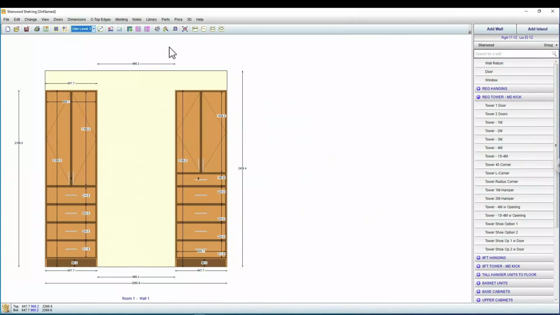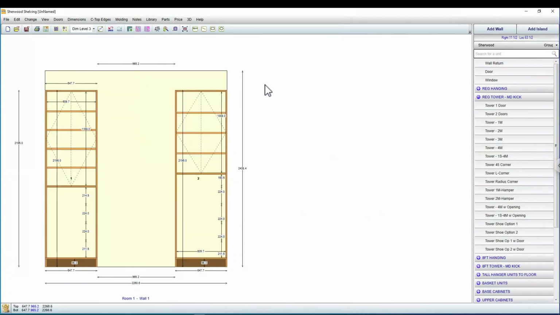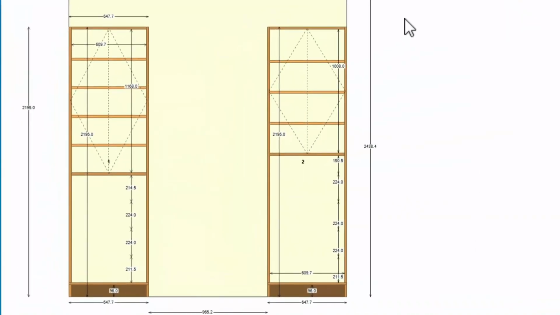I'm going to hide the doors and the drawers because when you're first starting out, this makes it a little bit easier to see the measurements. So we're just going to turn off the doors and drawer faces there. We can't see the overall drawer bank height, but we can see the overall space above the drawers.